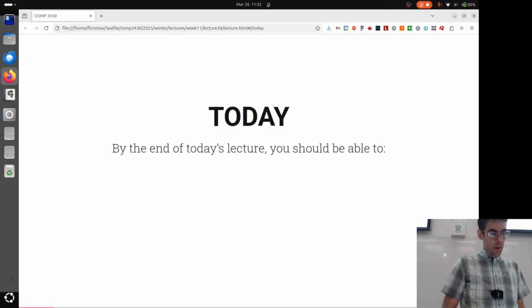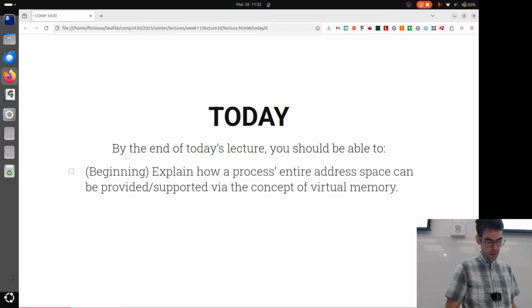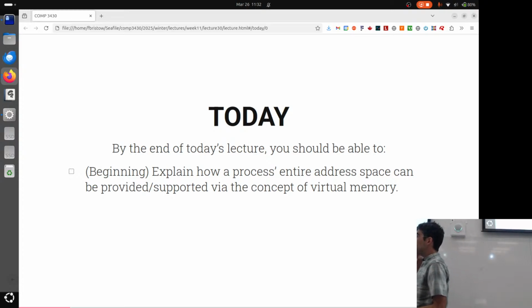What I want to be able to do today in terms of operating systems is I want you to be able to explain how a process's entire address space can be provided or supported via the concept of virtual memory. This is going to be an ongoing thing for the next 3 weeks of classes, or 2.5 weeks of classes at this point. For the remainder of this course, we're going to be talking about virtual memory, and we're going to be changing how virtual memory works as we go through the remaining lectures.